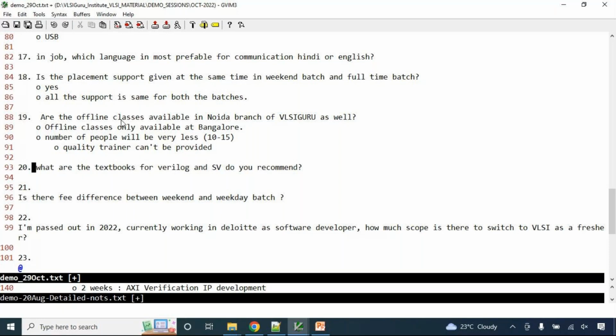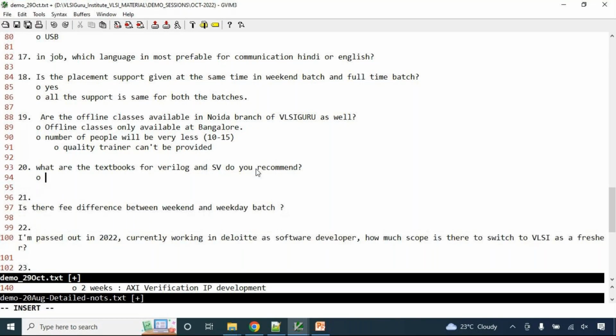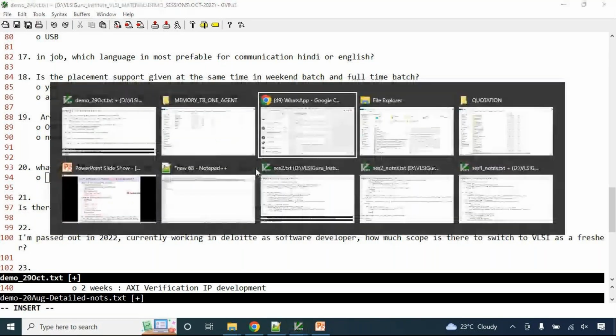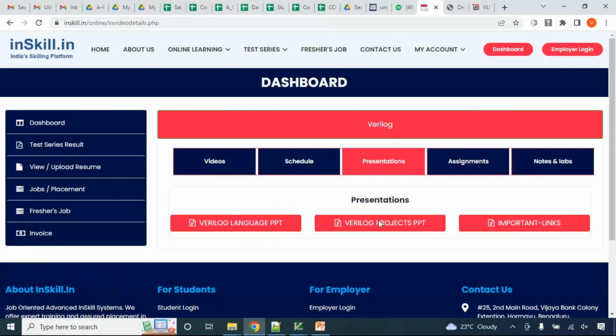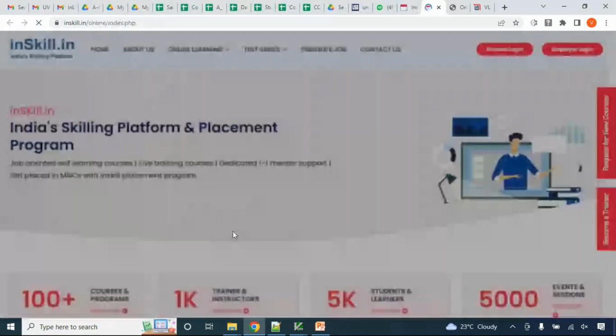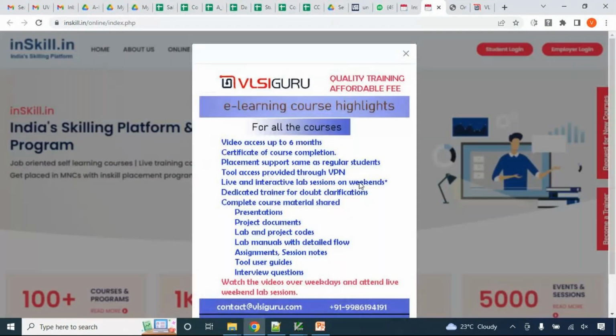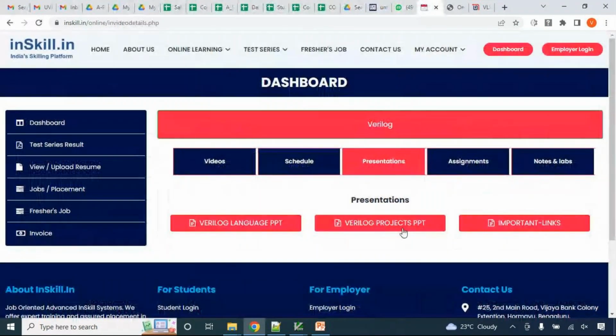What are the textbooks for Verilog and SV that you recommend? No textbook, no need of any textbooks. You just follow what is being taught, what is being shared with you. Let's say I share some topic with you, I give you the presentation, you just have to follow this. Because if you try to do too many things, you will not get time.